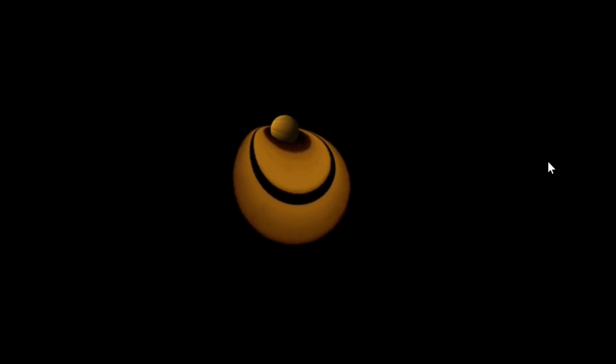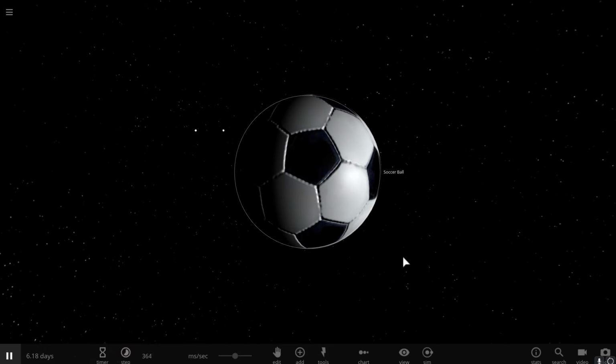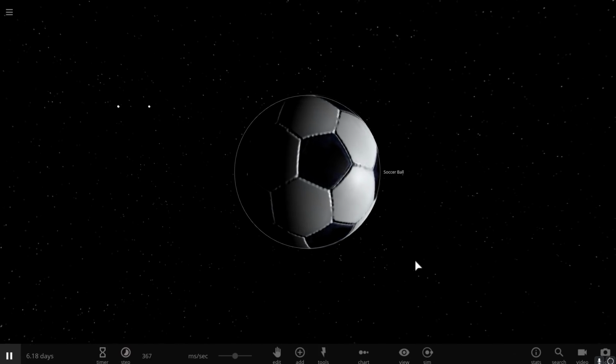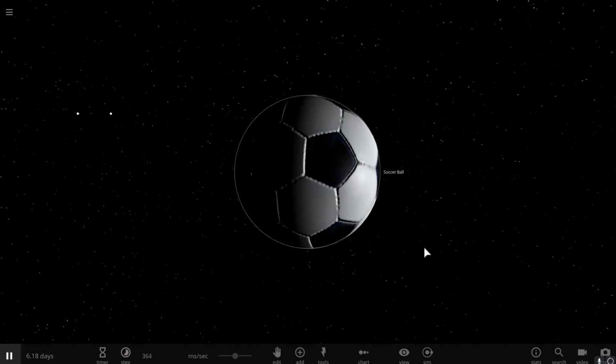And this is actually what it would look like to pass by Saturn at 0.99 speed of light. As you can see, everything here is once again distorted, although the planet itself, because it is spherical, doesn't really change in shape and it remains as a sphere. So this is exactly what's happening with the soccer ball right here. Even though it's moving at the speed of light, it still maintains its spherical shape.